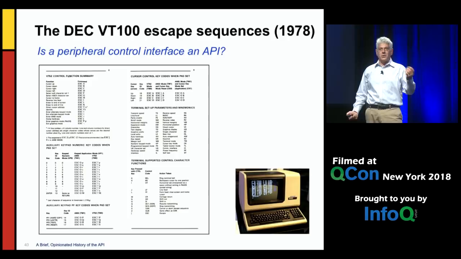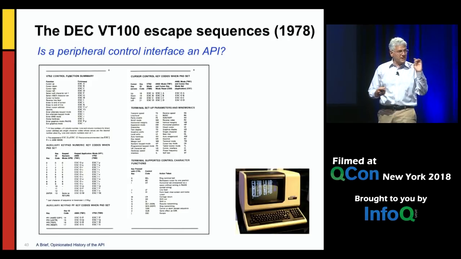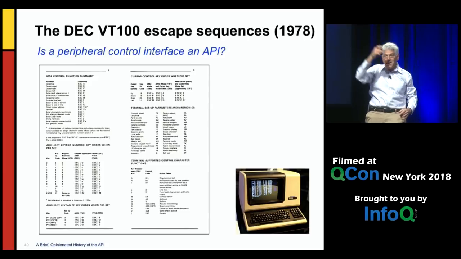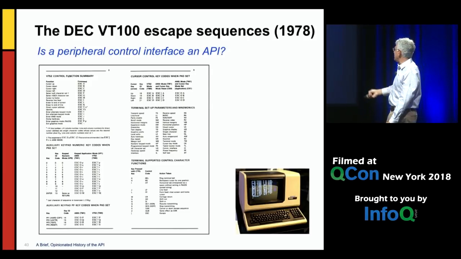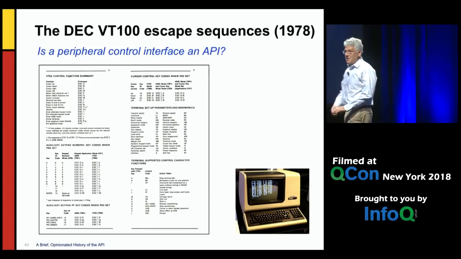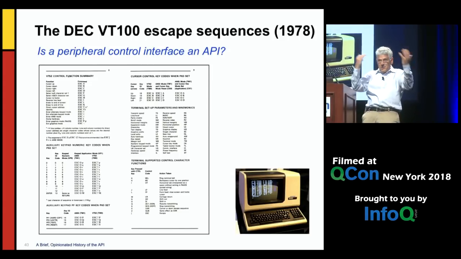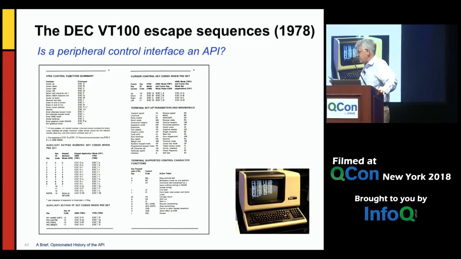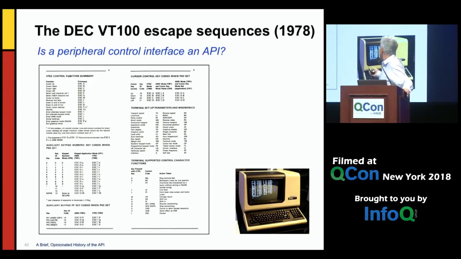But in order to make this work, you needed special escape sequences to tell the computer, hey, print this over here, make this thing blink. And those escape sequences are defined on this card. So this is essentially an API between programs and the terminal. Once again, it's not clear if it deserves to be called an API, but it certainly feels like one.